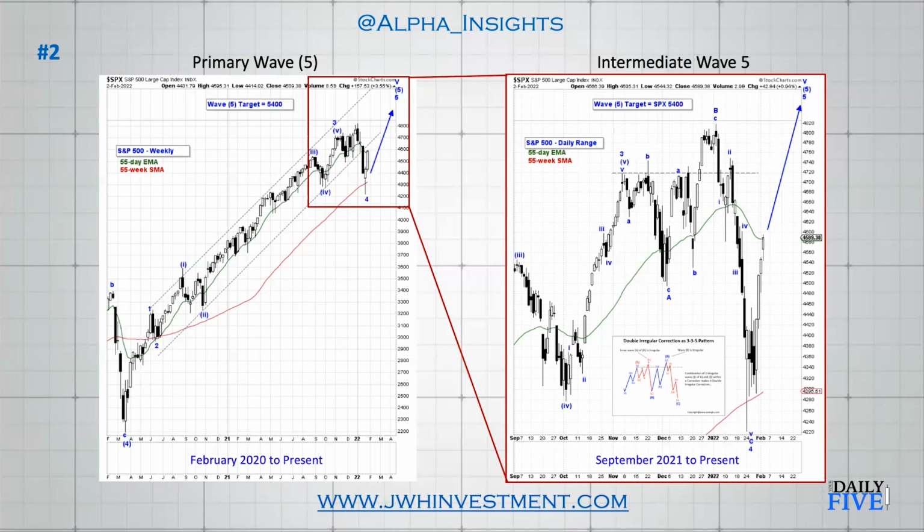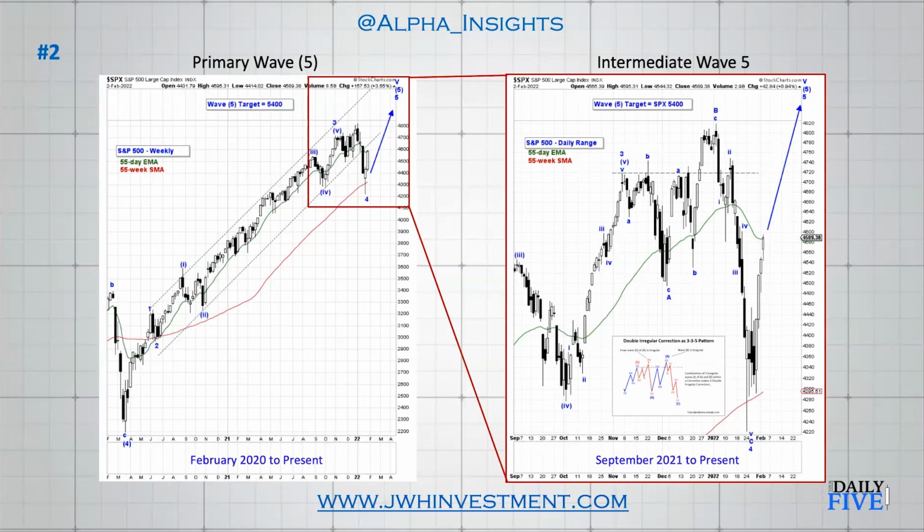And if we just look above, we can see that we are exactly textbook to the penny in line with that textbook idealized double irregular corrected flat. And so we've got a lot of confidence that the January 24th low was the end of intermediate wave 4, and we are now in the midst of intermediate wave 5.